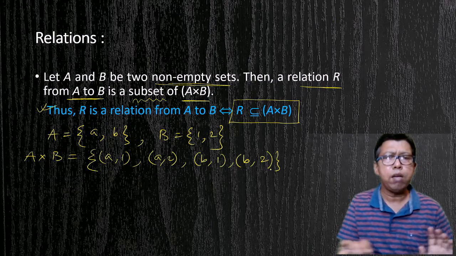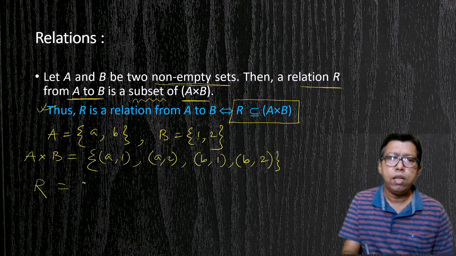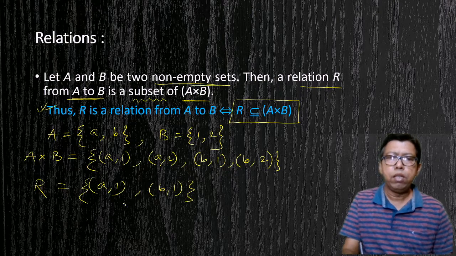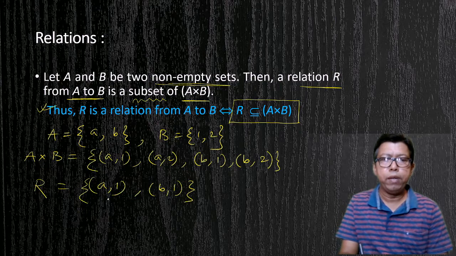Now under some circumstances you can consider a relation, say R, which is {(a,1), (b,1)}. This is the relation. Two elements are taken in the relation, respectively (a,1) and (b,1).